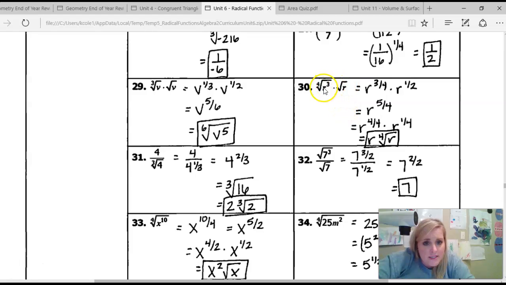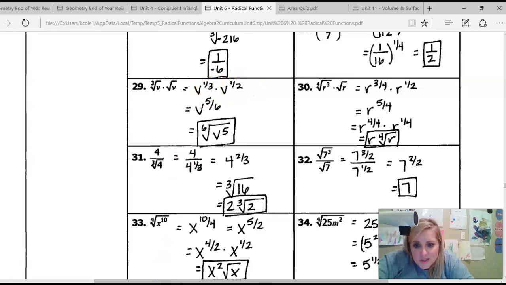Over here, same thing. This is the 4th root, this is the 2nd root. So currently we cannot combine those. So we have 4 to the 3/4 and 4 to the 1/2. Then you multiply. When you multiply like bases, you add exponents. So back to this one, I'm incorrect. 29, I'm incorrect. When you multiply like bases, you add. These are not the same denominators.